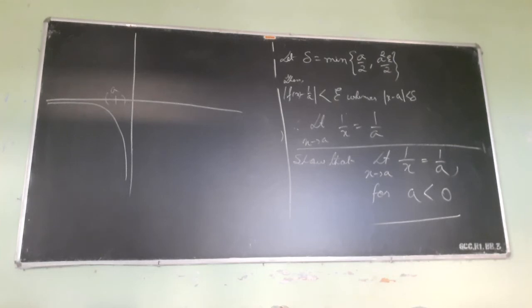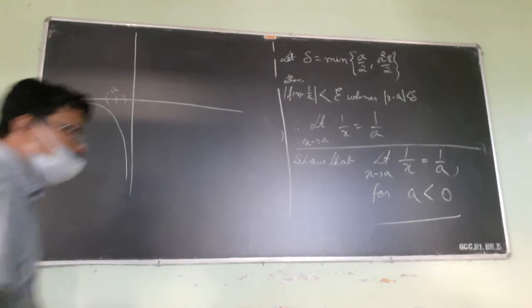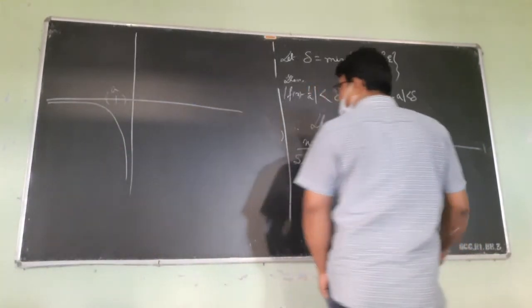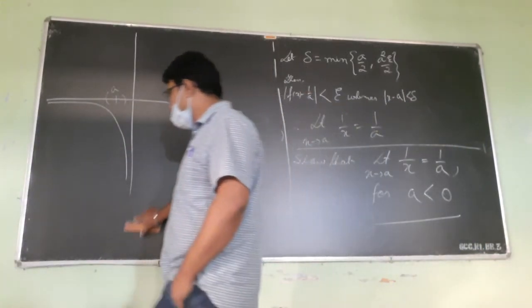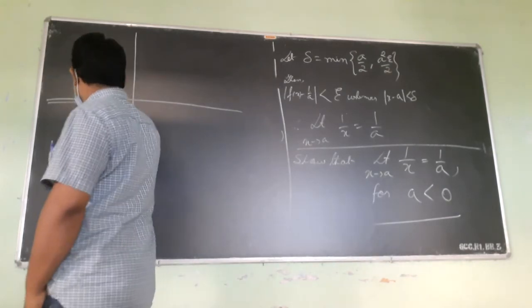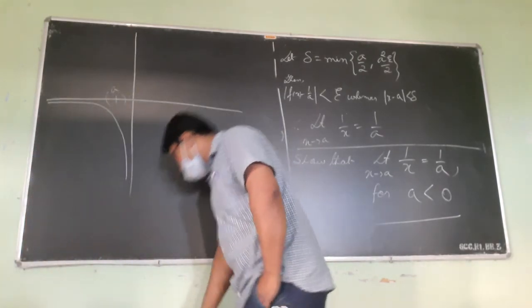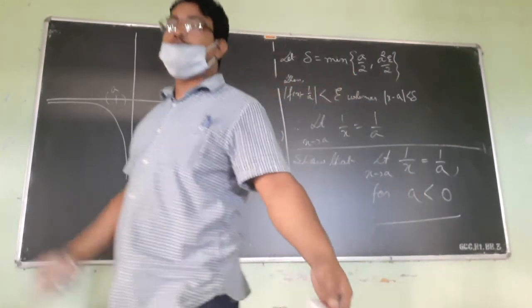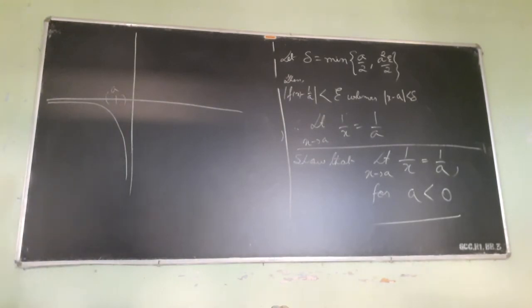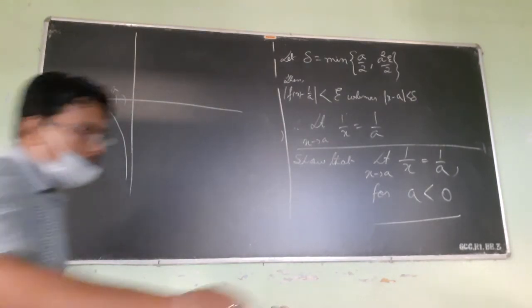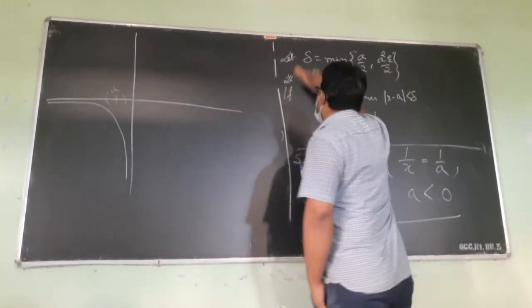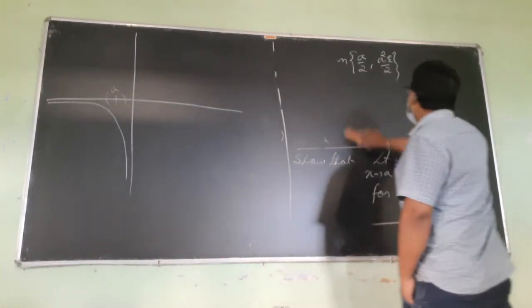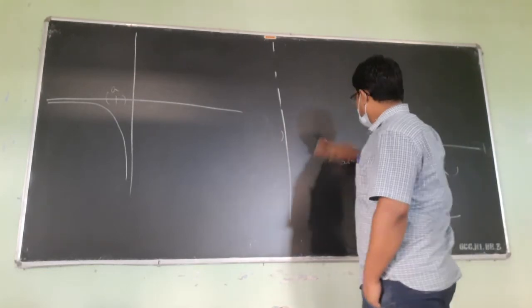Mod of x minus a less than minus a by 2, or just mod of x minus a less than mod a by 2. Let's take that part. Is mod a by 2 positive or negative? Mod a is always positive. Then you have to find a bound for mod x, that is, a bound for 1 by mod x.